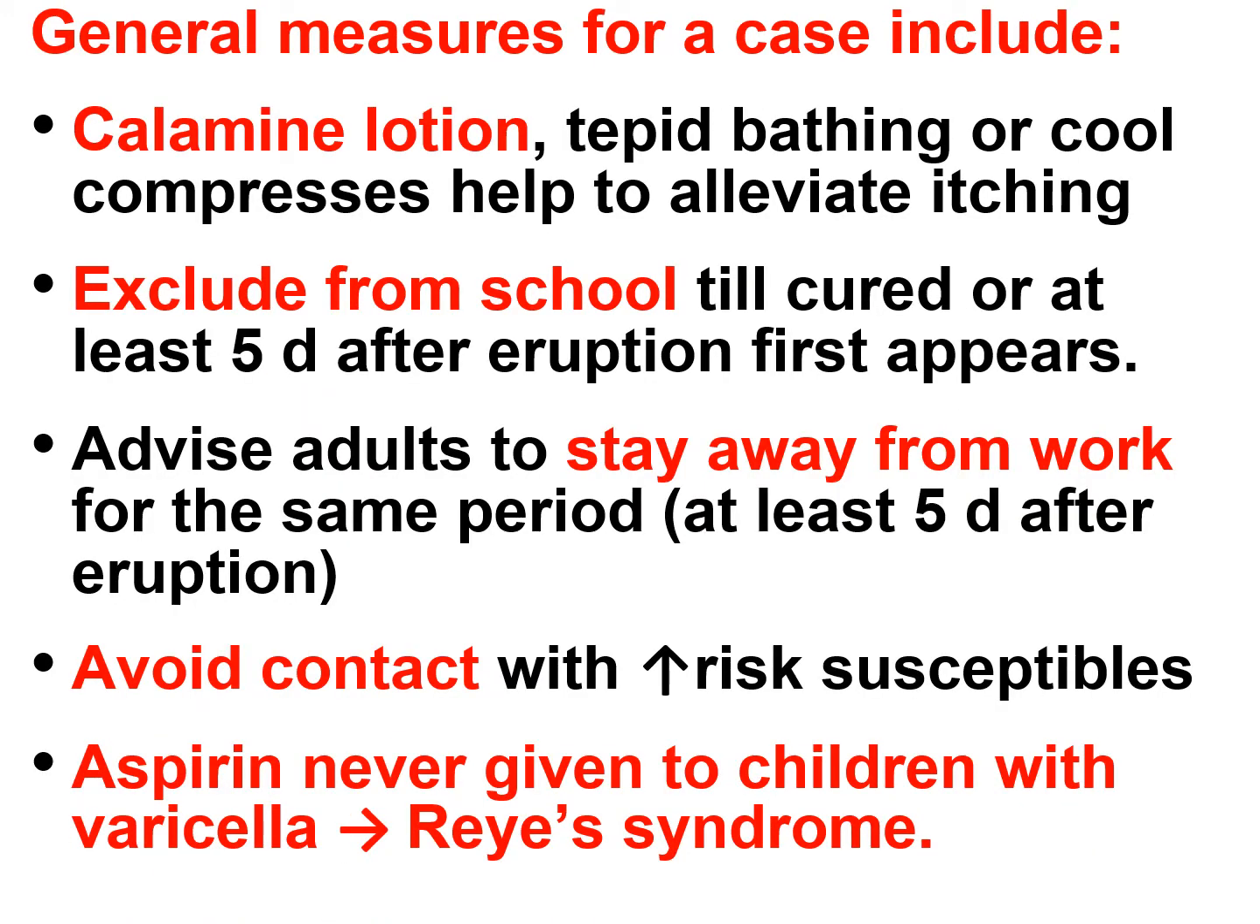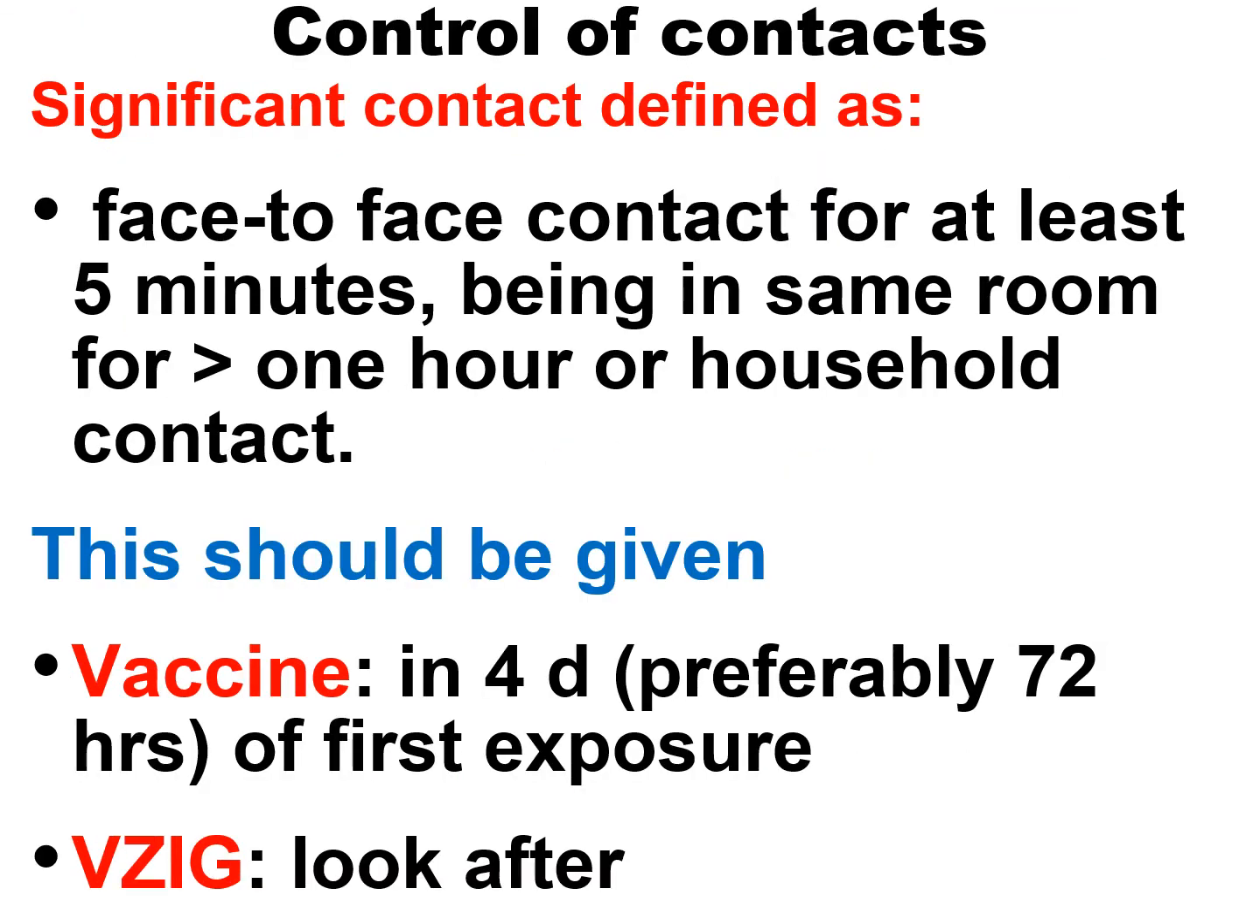General measures for cases include calamine lotion, tepid bathing or cool compress to help alleviate itching. Exclude from school until cured or at least 5 days after the eruption first appears, and advise adults to stay away from work for the same period. Avoid contact with susceptible people. Aspirin is never given to children with varicella because it may lead to Reye syndrome.